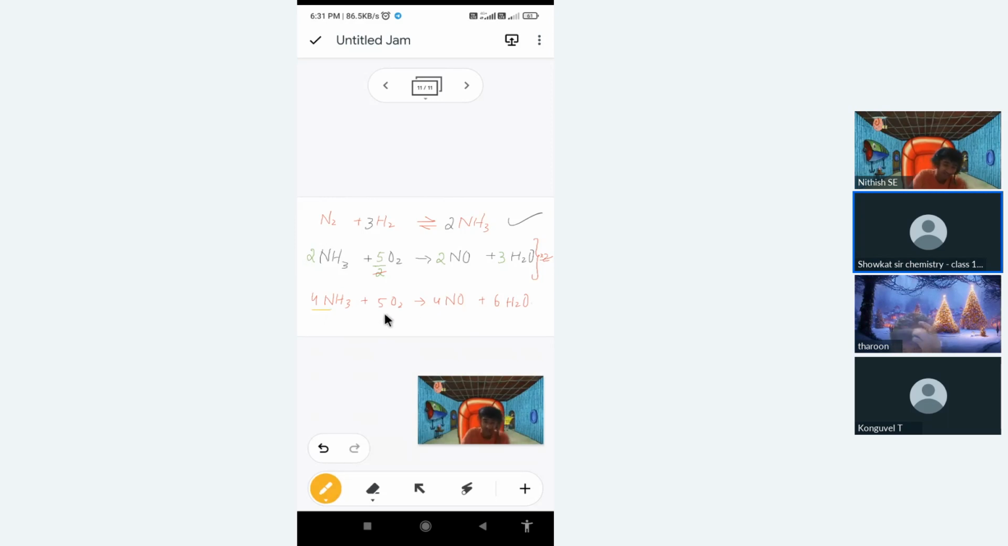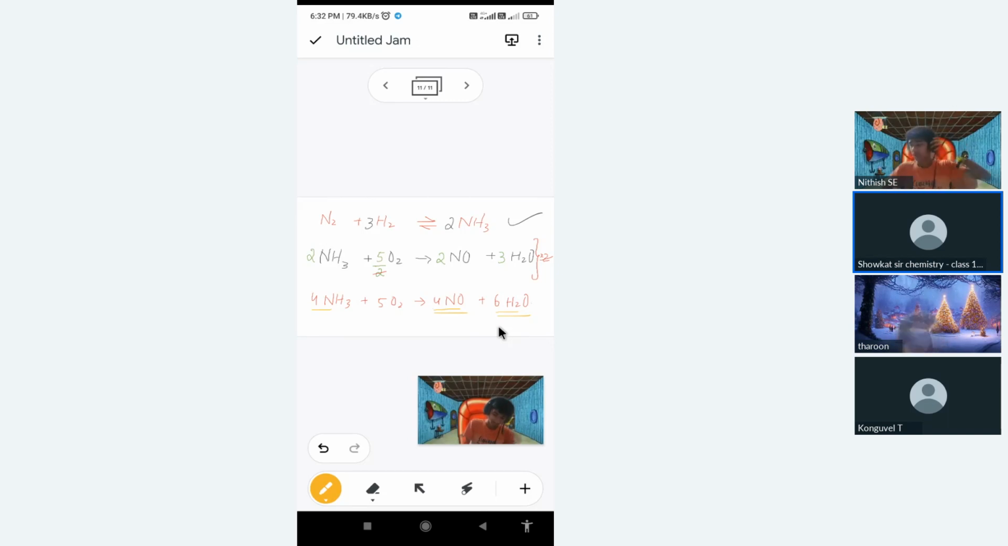Hydrogen we are having 4, so here it's also 4. Hydrogen 4 3s are 12, so it is also 6 2s are 12. Oxygen we are having 5 2s are 10, so here it is 4 and here it is 6, that is 10. So it is balanced now, right? Yes, sir. How am I supposed to know about this fraction, sir? Whenever there is a fraction, you have to remove that fraction by multiplying the whole equation by 2.